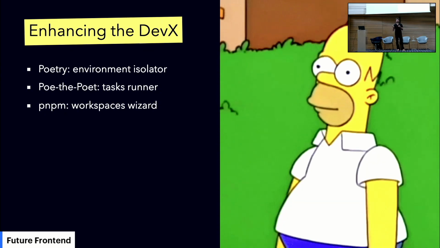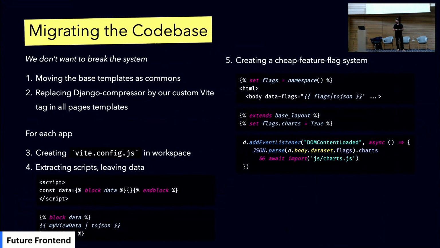So now we have to migrate the code base inside it. So what we did was something where we don't want to break the system. So we started by moving the base legacy templates into the UI package to be able to have them available everywhere to be extended in the Jinja templates. We were replacing Django Compressor and got rid of it and moved to Vite, so we had something that worked.